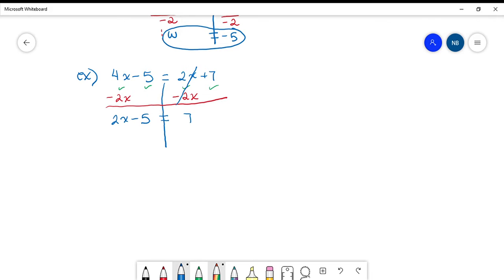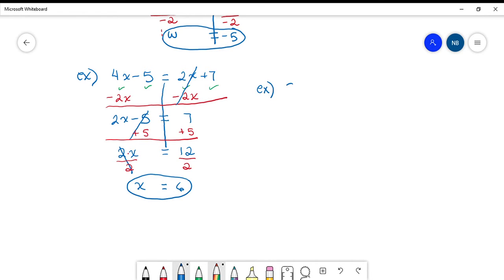And now I have a two-step equation. So I'm going to move the 5 by adding 5 to both sides. Negative 5 plus 5 is 0. 2x is by itself, equals 7 plus 5 is 12. 2 is being multiplied by x, so I divide both sides by 2. Why? Because 2 divided by 2 is 1. And I get x equals 6. And that's the answer. All right, next example.